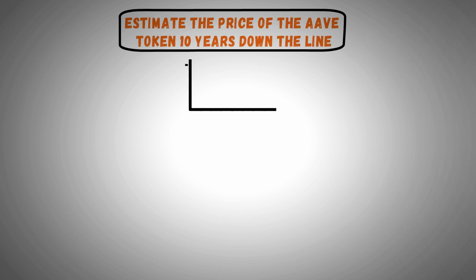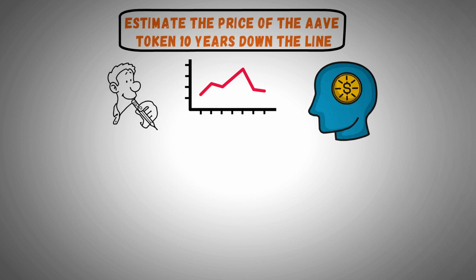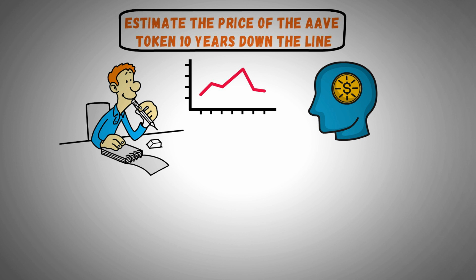The third and final step is to estimate the price of the Aave token 10 years down the line. This is perhaps the most difficult step. Cryptocurrencies have been volatile in the past and probably will be so in the coming years as well. But now that you understand the business and potential of Aave Protocol, we can estimate the price of the Aave tokens based on relative pricing.